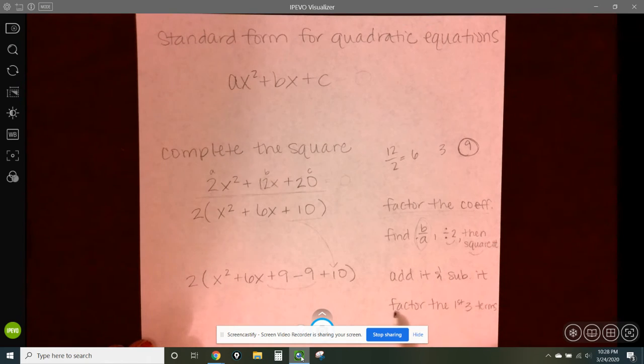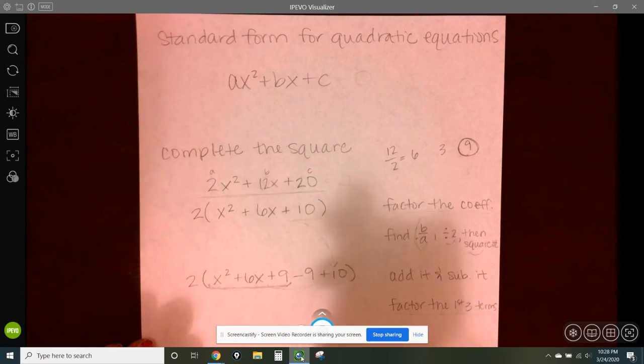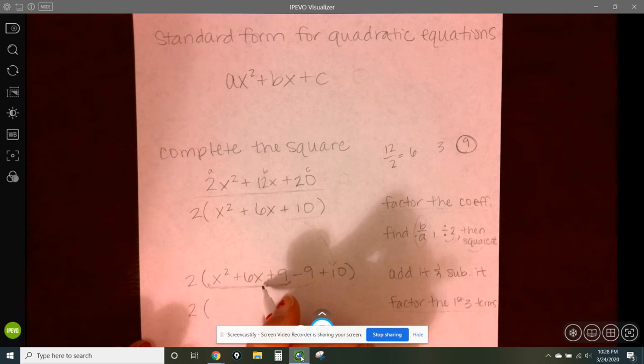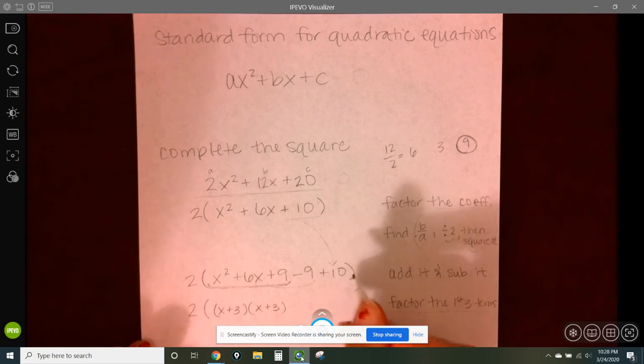Now we're going to factor the first 3 terms inside the parentheses right here. This should look kind of familiar because we've used this one probably lots of times. This is a perfect square trinomial. If you recognize it, this is actually x plus 3 squared. But if you didn't recognize it, that's okay. You can still just factor it. For x squared plus 6x plus 9, you're looking for 2 numbers that multiply to be 9 and add up to be 6. That's where I get x plus 3 and x plus 3.